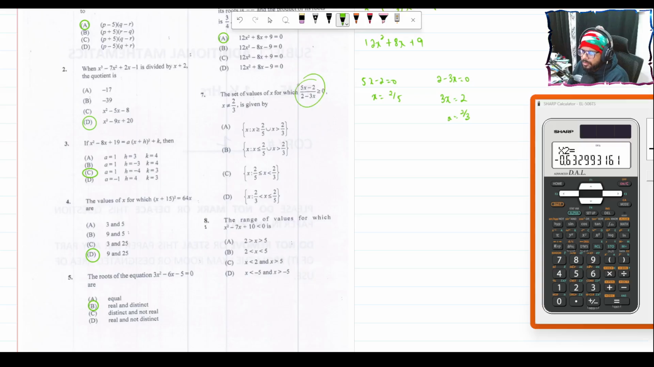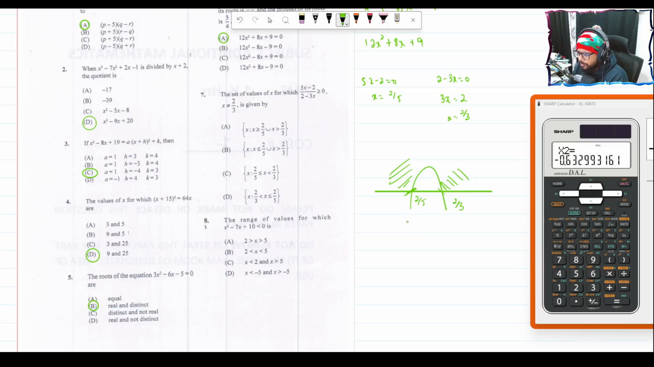This will turn out to be a negative x squared curve. So negative x squared is here. I want to know where it's greater than 0, so it's going to be above the curve on both sides. The smaller number goes here, which is 2/5. The bigger number goes here, which is 2/3. Remember, x cannot be equal to 2/3.